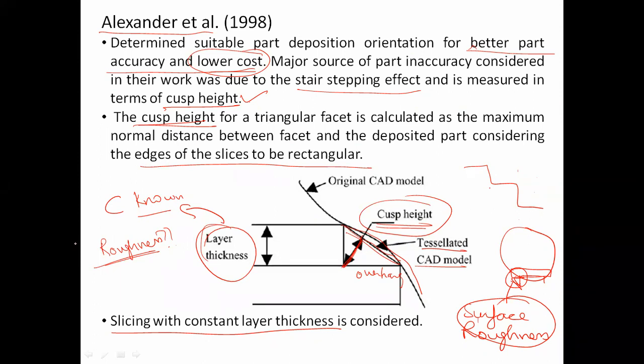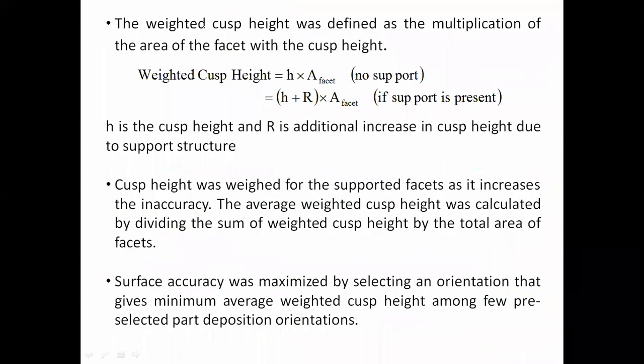Now, if you remember, during the slicing algorithm the edges were assumed to be rectangular. It could also be parabolic or trapezoidal, but the concept of trapezoidal and parabolic actually came after 2000. Since this work is prior to that, he also considered the edges of the slices to be rectangular in nature. So what he did was he decided on a weighted cusp height. He defined a new term which is called the weighted cusp height.